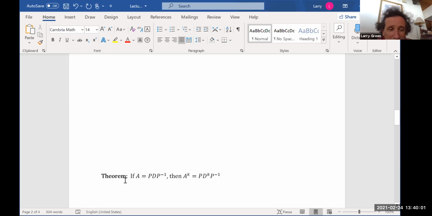So the first one is the following. Let's suppose that we have diagonalized the matrix A. So if we have a diagonalizable matrix and we diagonalize the matrix, that means A is equal to P D P inverse. Then to take a power, A to the K is equal to P D to the K P inverse.